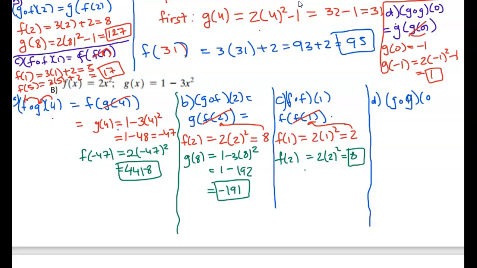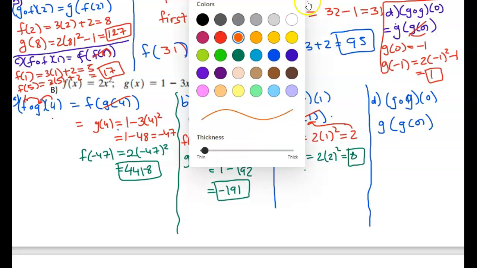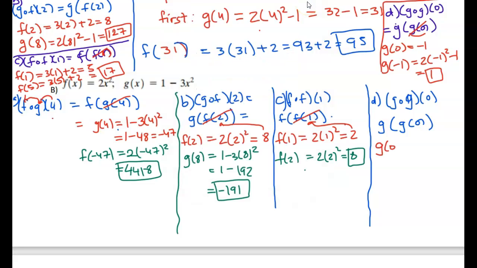Okay, so let's do g of g of 0. So that means g of g of 0. We're going to find g of 0 first, which is 1 minus 0. Oops, it's a bit too soon. We don't want to box it yet because that's not the answer. And then replace the 1 into here. We find g of 1, which is 1 minus 3, which is negative 2. There we go.